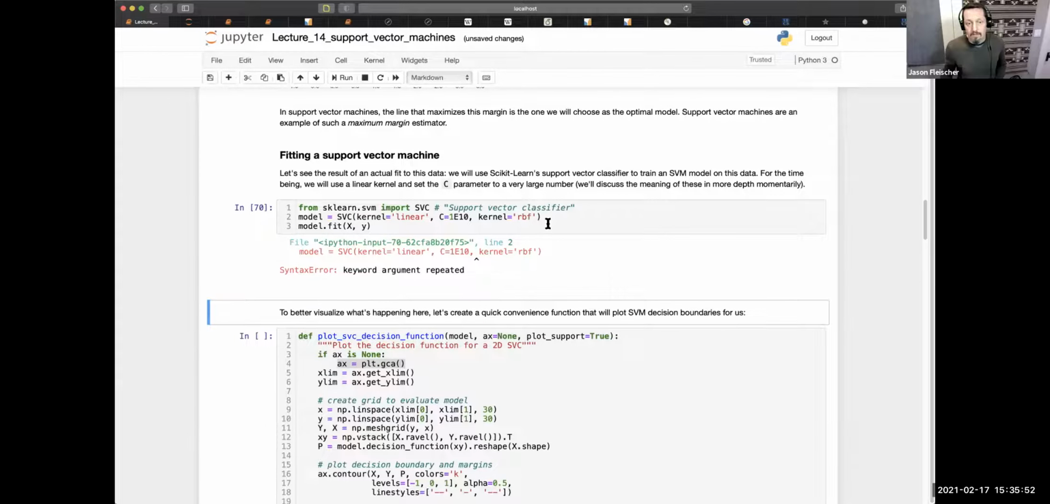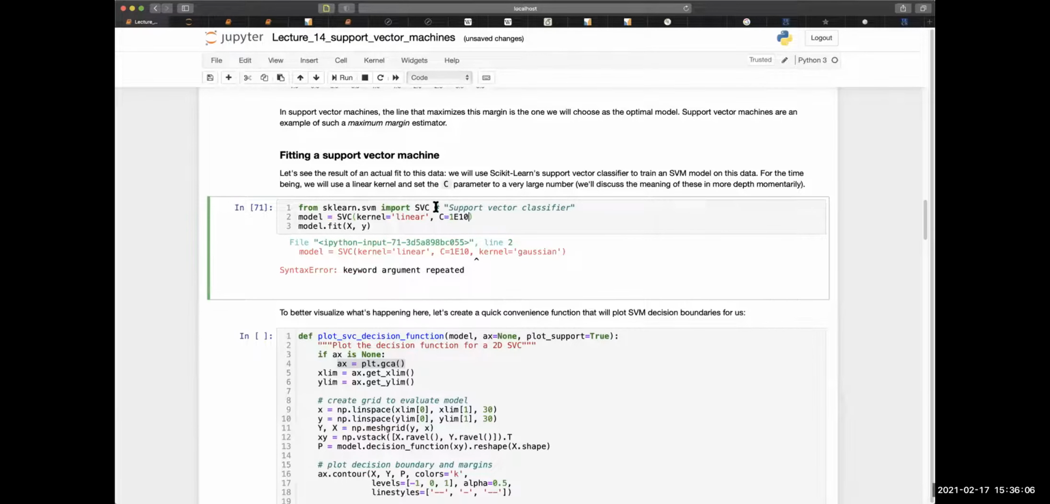Is it not RBF? Probably Gaussian. My bad. You're repeating the argument twice. You have kernel twice. Oh, thank you. That's what's going on. You're the best.